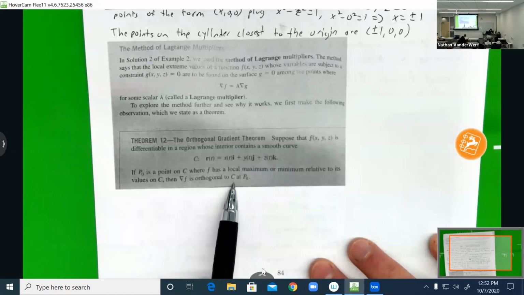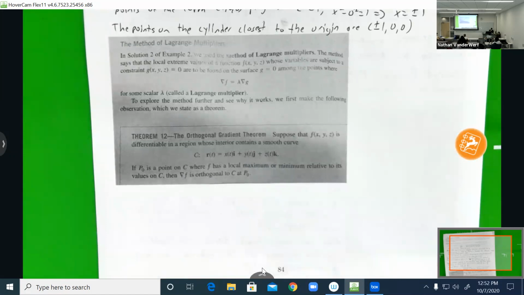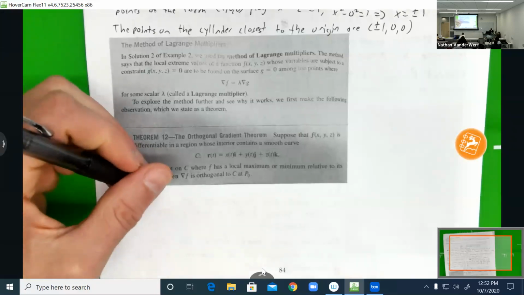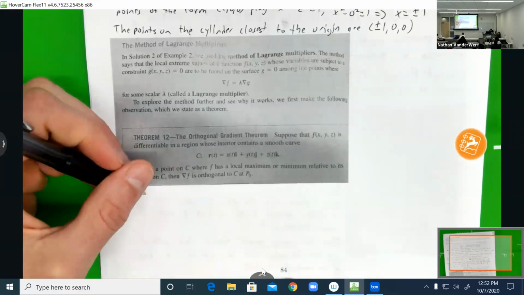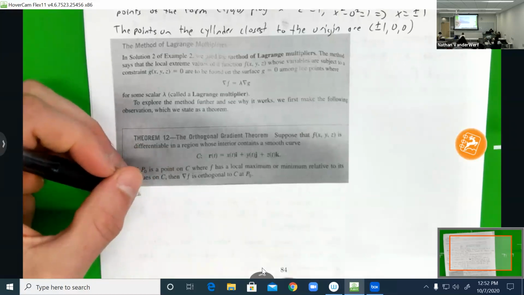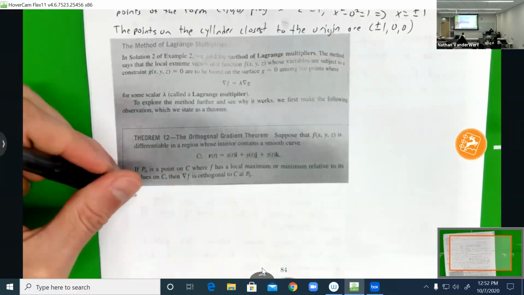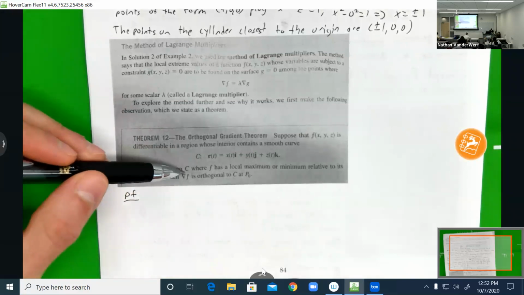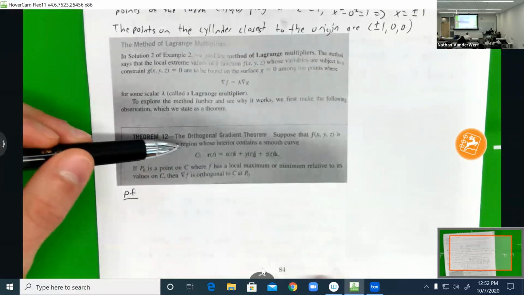So this is like the level curve sort of argument, where when you make these level curves, the function is not changing at all, so the derivative is 0. Okay, so let's see how this works. If we wrote here, we want to show, let's do a little proof thing. So we want to show that delta f is orthogonal to C at P0, right?